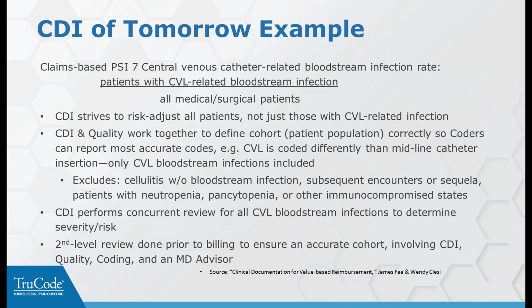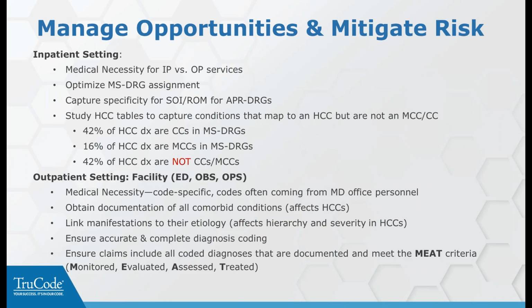They have to do a concurrent review for all CVL bloodstream infections to determine severity and risk, and then set up a second level of review prior to billing to make sure that they have an accurate patient population so that documentation and that factor that goes to CMS is as accurate as possible. So it's important to manage opportunities and mitigate risk in the CDI of today and tomorrow.